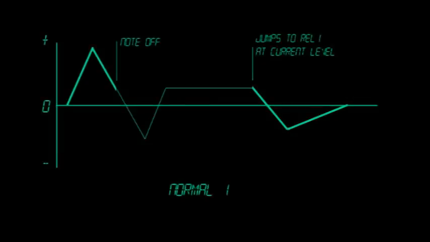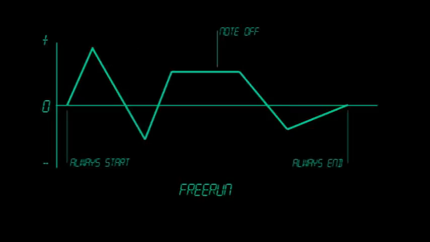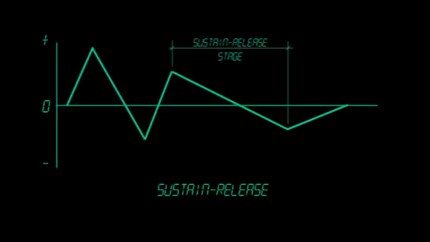Normal 1 triggers with key on, and successive key triggers will maintain the envelope stage wherever the previous key was held. Normal 2 is the same, but when a key is released, the release 2 stage is jumped to instead of release 1. Free run will always run through all the stages, even if the key is off before reaching the sustain stage. Sustain release will merge the sustain and release 1 stages for a somewhat simplified envelope.